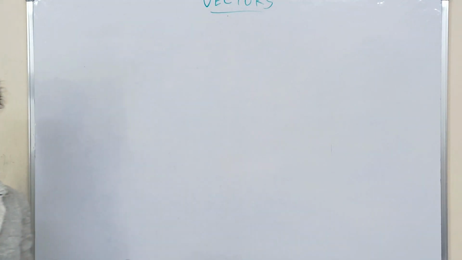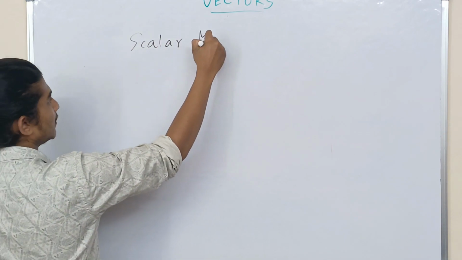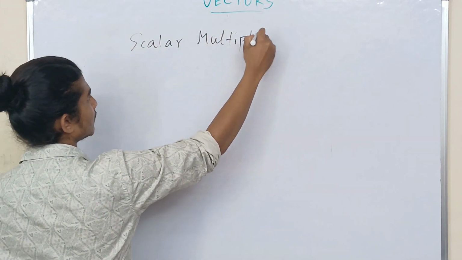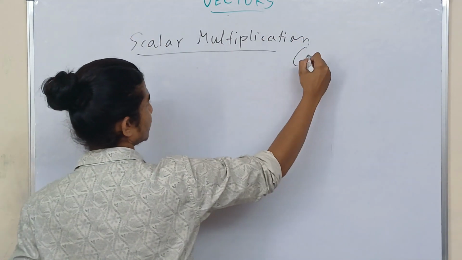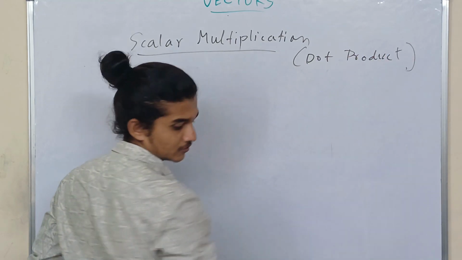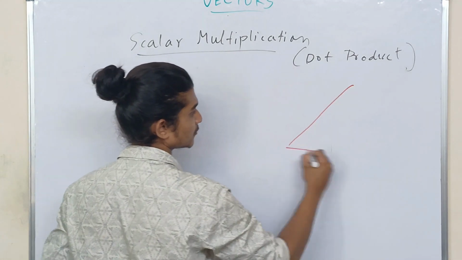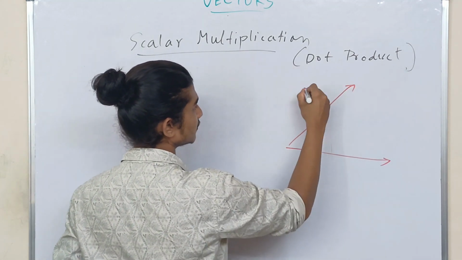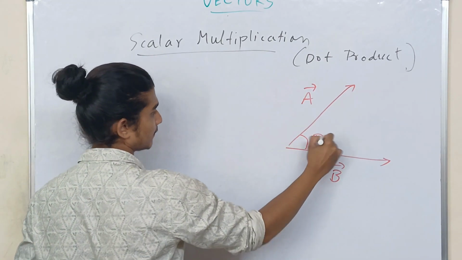Okay, now let us deal with scalar multiplication first. You have scalar multiplication, or dot product. You can also call it the dot product. So suppose you have two vectors, A vector and B vector, and the angle between the two vectors is, say, theta.